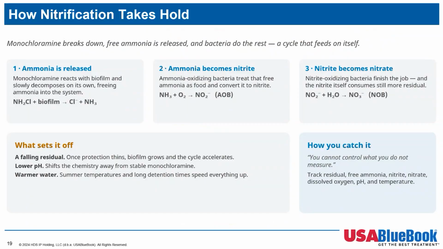All right, picture the conditions. It's August, the tank on the edge of town turns over slowly, and nobody has called to complain. That's exactly when this starts. Monochloramine breaks down a little on its own and releases ammonia. Bacteria consume the ammonia and make nitrite. More bacteria turn nitrite into nitrate, and the nitrite itself eats more of your residual on the way.